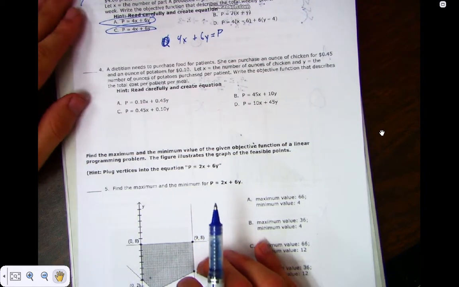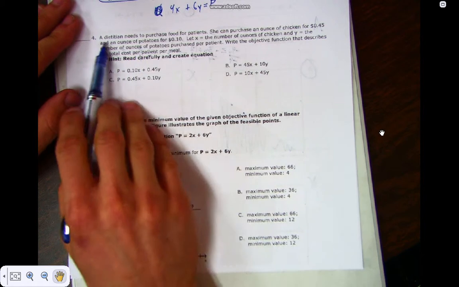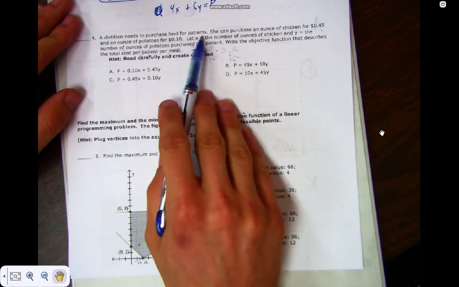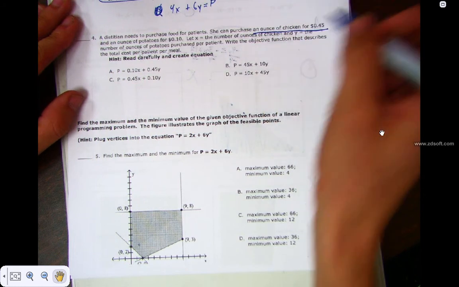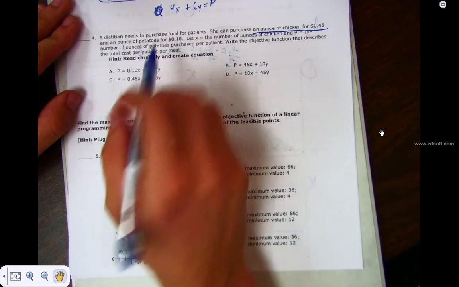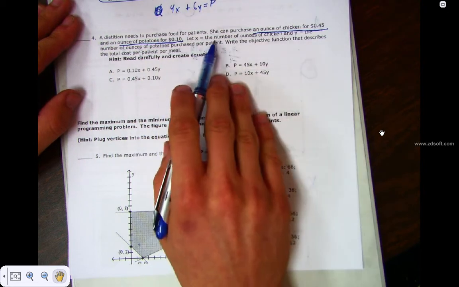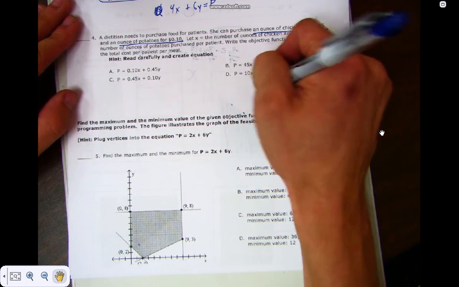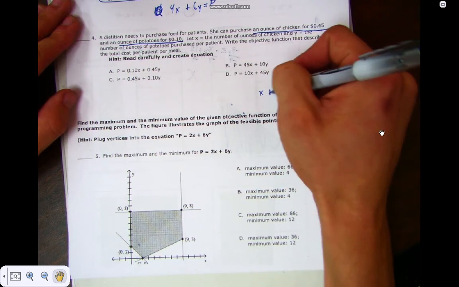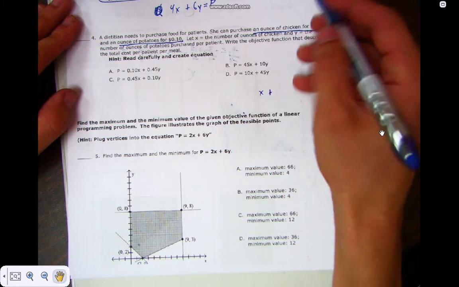Next one, very similar to that previous one. We've got a dietitian who needs to purchase food for patients. She can purchase an ounce of chicken, and 1 ounce of chicken costs 45 cents. An ounce of potatoes costs 10 cents. Let X equal the number of ounces of chicken. So X represents the number of ounces of chicken, and then Y represents the number of ounces of potatoes.